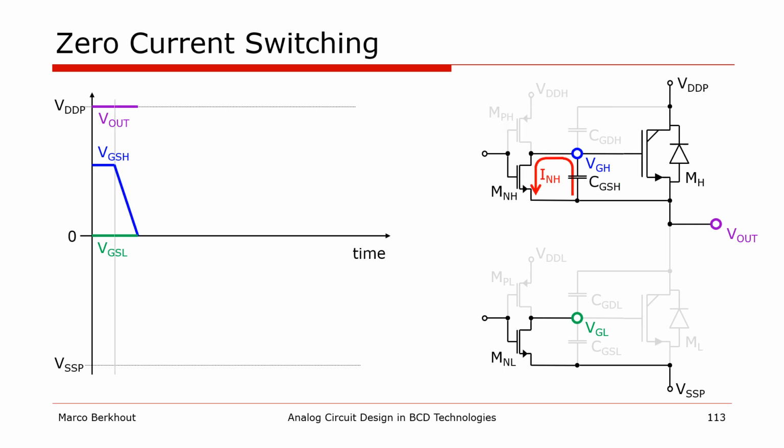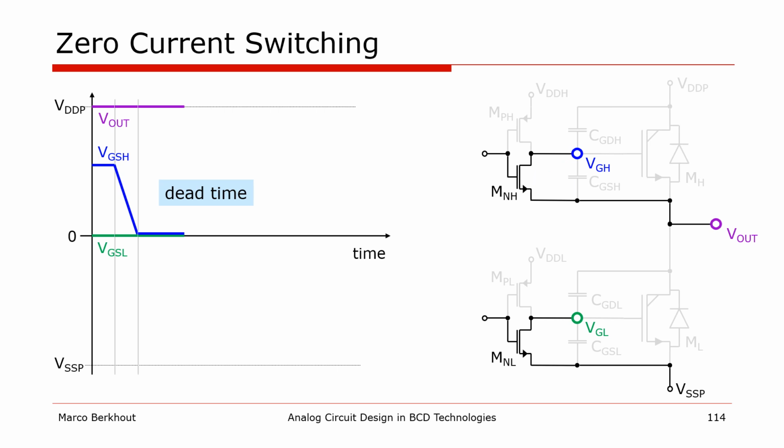The transition begins by toggling the high side gate driver and discharging the high side gate. When the discharge is finished, both power FETs are off and the output is floating. We have entered what is known as the dead time. And the term dead time is quite appropriate because during the dead time nothing happens.